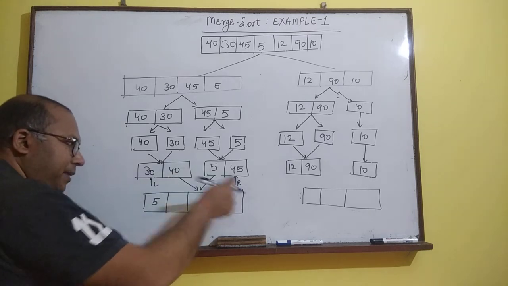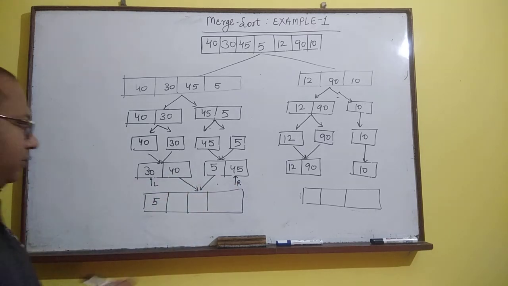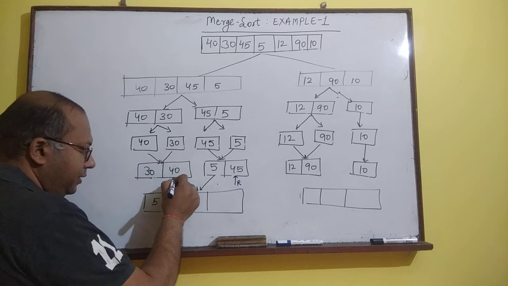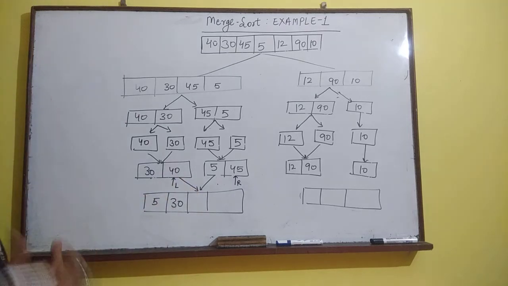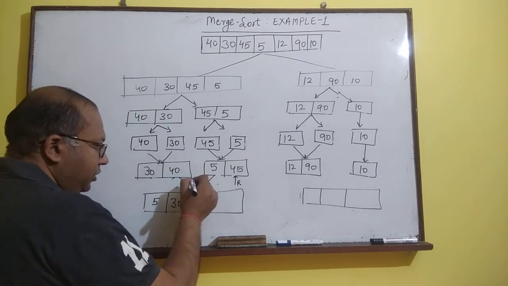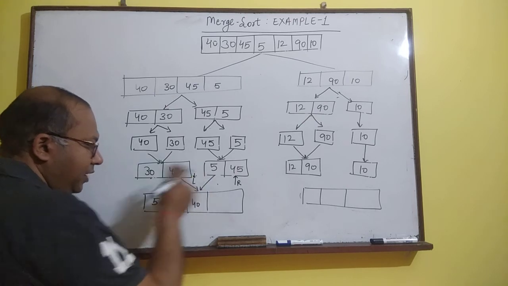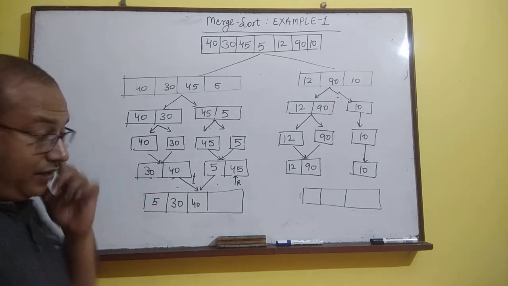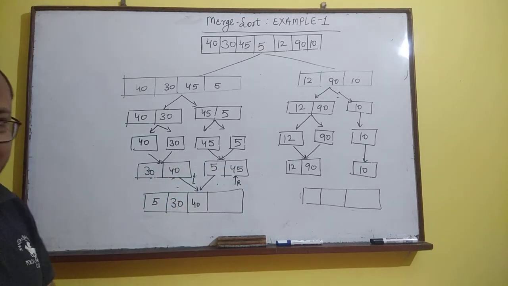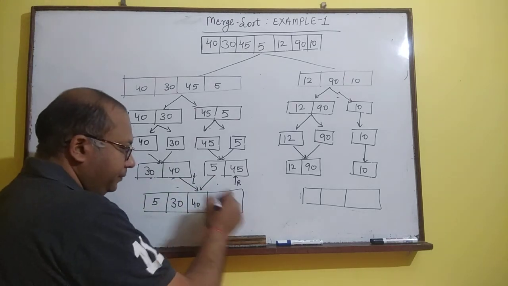Again we need to compare the L pointed value with the R pointed value. That means we are comparing 30 with 45. As 30 is a smaller value, 30 comes here and L points to the next value. Now again L is compared with the R pointed value. The L pointed value is 40 and the R pointed value is 45. So 40 will be here and L will reach the end where no other element is available. Now, if this happens, all other elements of the second array, pointed by either R or L, will transfer into the resultant array. That means 45 will be stored.